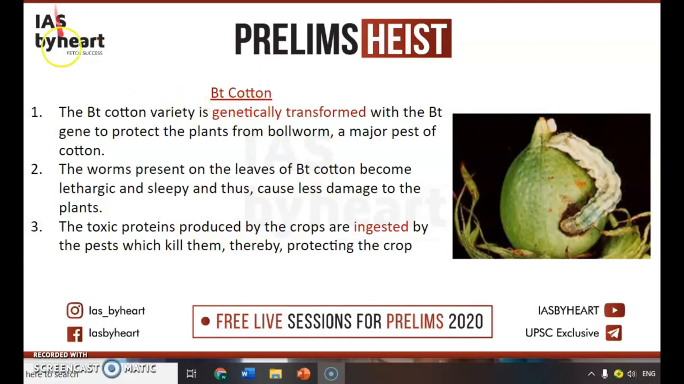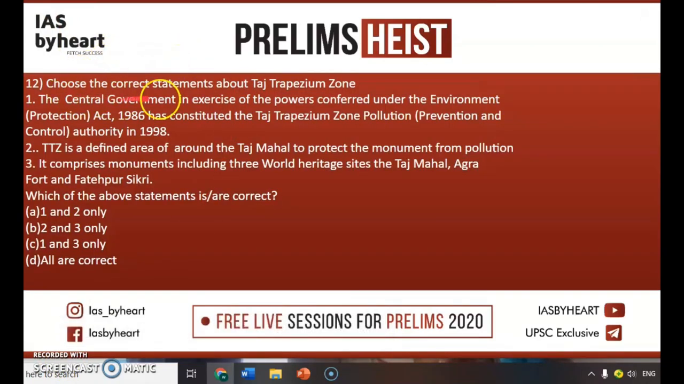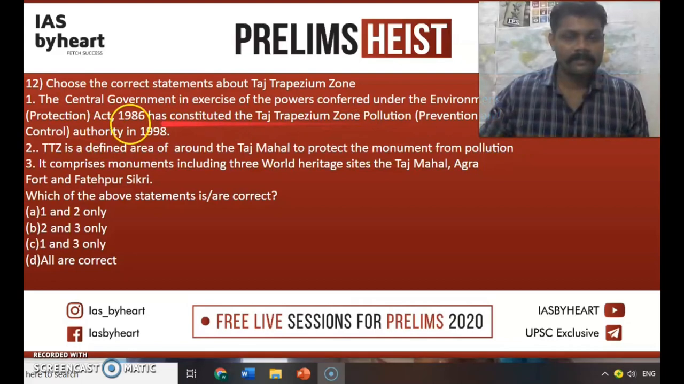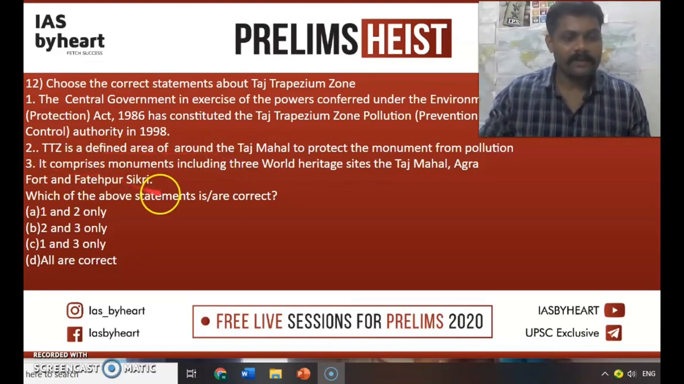So next question is, choose the correct statement about Taj Trapezium Zone. The central government, in exercise of the powers conferred under the Environment Protection Act 1986, has constituted the TTEZ Pollution Prevention and Control Authority in 1998. TTEZ is a defined area around the Taj Mahal to protect the monument from pollution. It comprises monuments including three World Heritage Sites, the Taj Mahal, Agra Fort and Fatehpur Sikri.